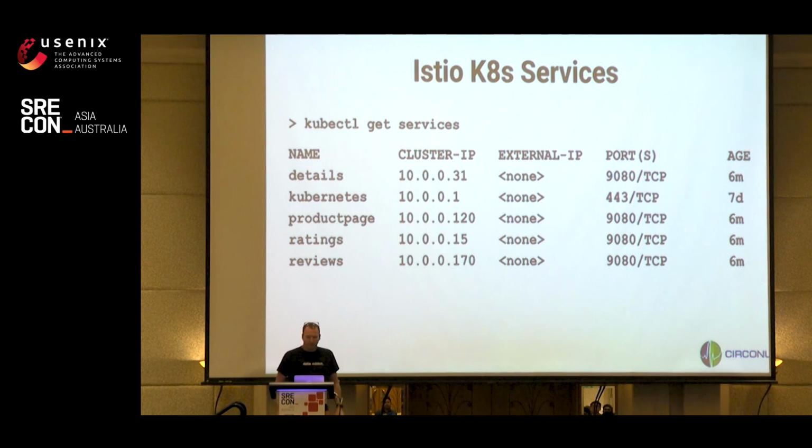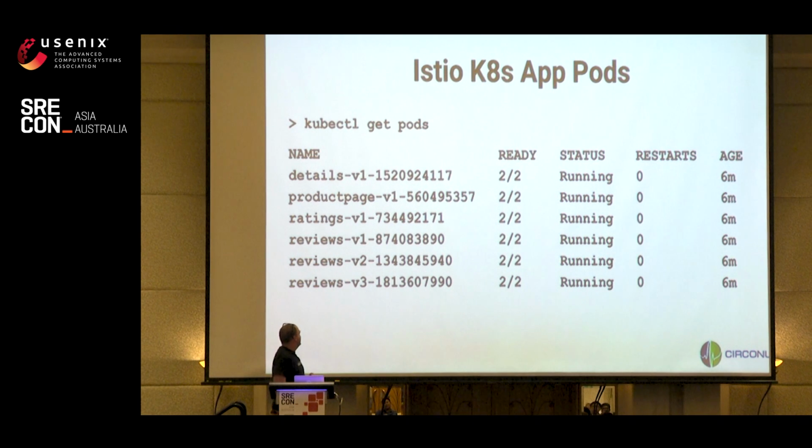Here's a look at what Kubernetes services are exposed by this sample application. We've got the details service, product page, ratings, and reviews. Note that the 3 different versions of the ratings service are hidden behind this abstraction. So let's take a look at the pods that compose this. So here are the different pods that Istio will deploy for this service. Oh, I'm sorry, it's the review service that has 3 different versions. We also have a pod for details and one for product page. So this is a fairly small microservices-based app.